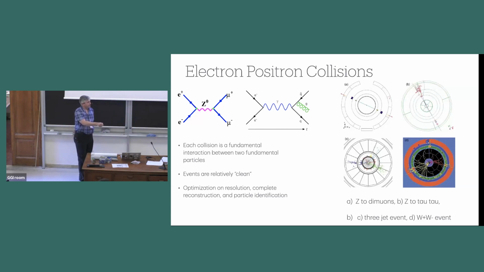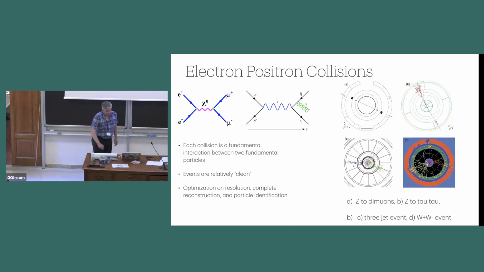Events are relatively clean. So you can see here, this is from some LEP events for Z to dimuons, where you just have two pristine tracks going in opposite directions. Z to tau tau event, where you can see some hadronic activity here on one side and then a leptonic decay on the other. A three-jet event, and here is a little bit more complicated, a W+W- event there. But relatively speaking, they're very low particle multiplicity in those detectors and those events. And the optimization really, therefore, is on resolution, trying to make it as precise as possible, complete reconstruction, and particle identification.